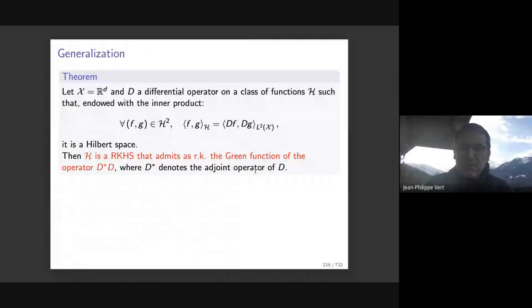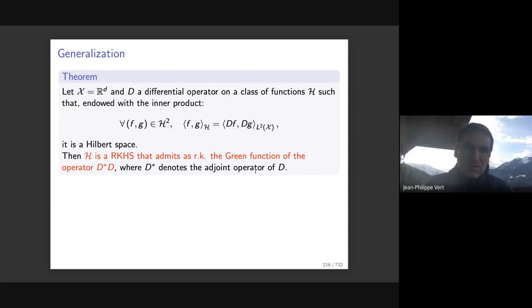This is a bit technical, maybe, so I'm going to try to explain to you what is the green function, what is D star, and you will see that it's quite natural to obtain this theorem. But the take home message here is that if you start from the norm defined as the L2 norm between derivatives, then there is a systematic way to recover the kernel, right?